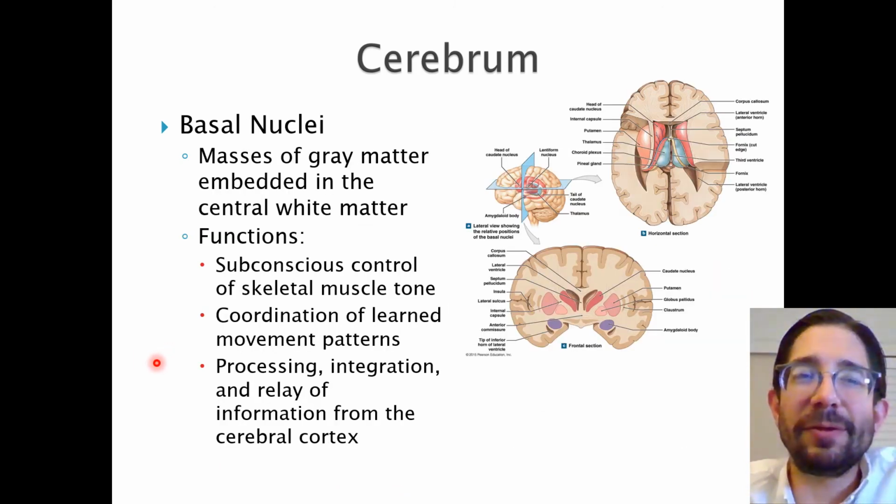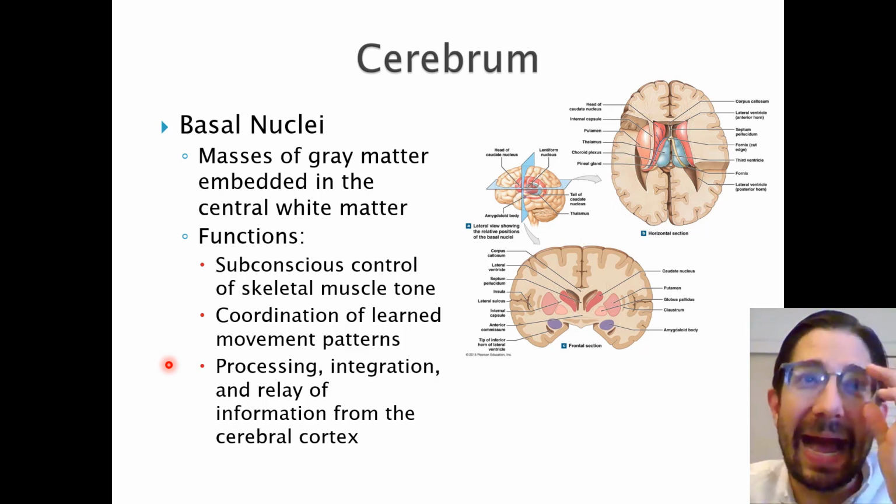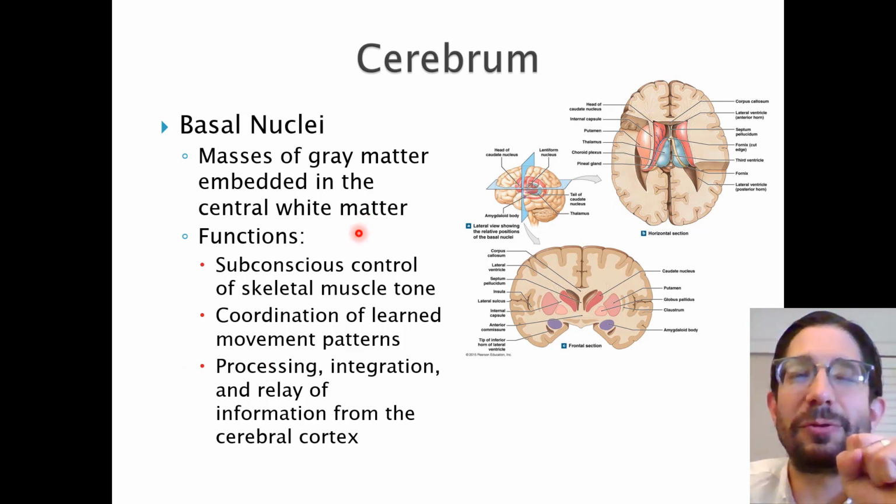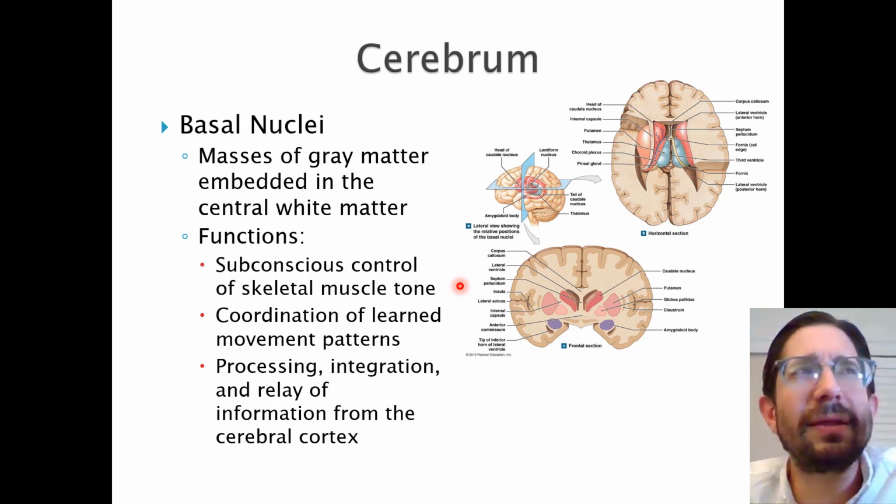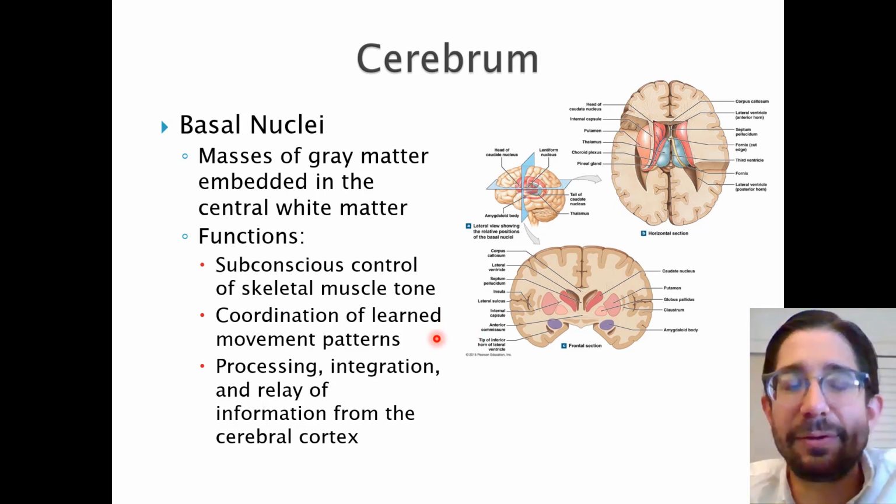And don't forget those basal nuclei, gray matter islands embedded in the central white matter. So their functions are subconscious control of skeletal muscle tone. That's meaning basically that your skeletal muscle is kind of always primed to be ready to fire, and the basal nuclei assist with that. They also help with coordinating these learned movement patterns and processing and integrating a bunch of stuff from the cerebral cortex.